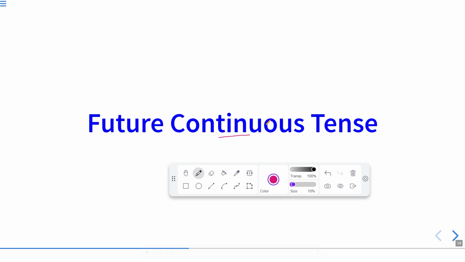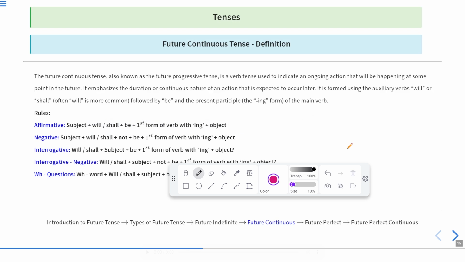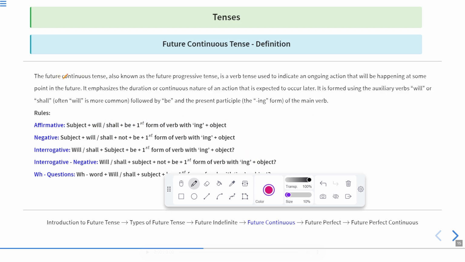So when we talk about future continuous tense, I have already told you that continuous shows those types of actions that are ongoing. So if some action is going on, but we are only thinking that it will be going on in the future, these types of actions may occur in future continuous tense. So first of all, let us see the definition of future continuous tense. Here we can see the definition.